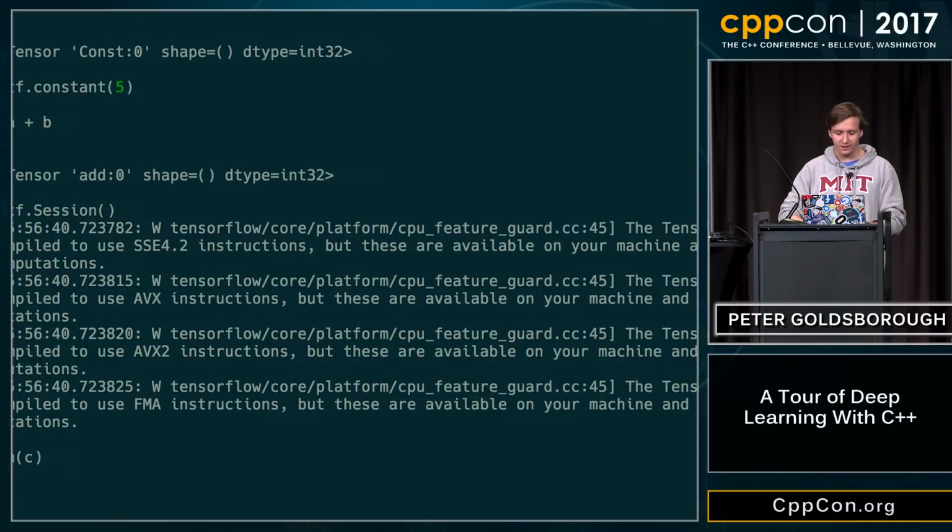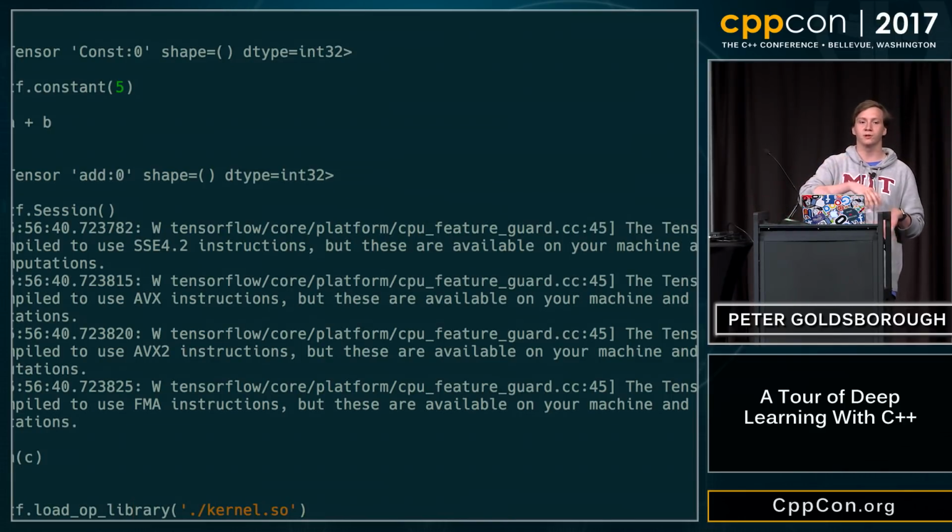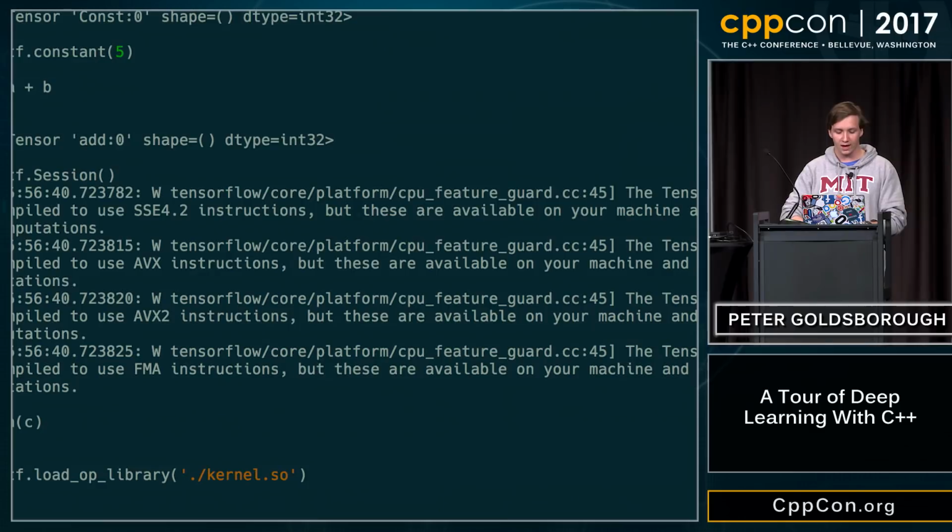In our case, we're more interested in actually loading our own kernel, which we got. We do this with tf.load_op_kernel. So we compile our kernel into a shared library, and then TensorFlow has a nice mechanism for just loading that into its framework. So we can load that, and we can get it.